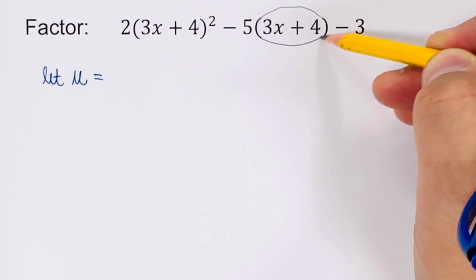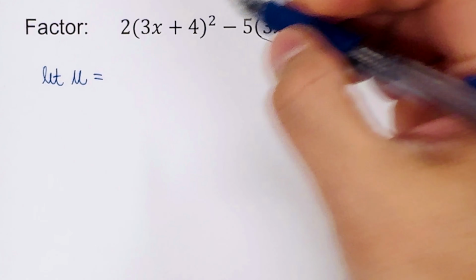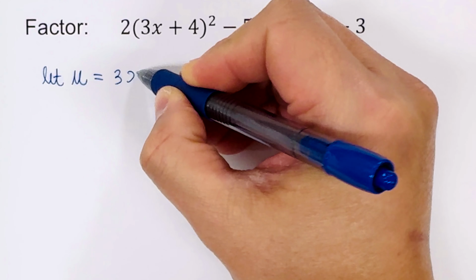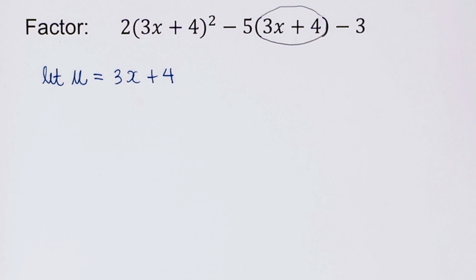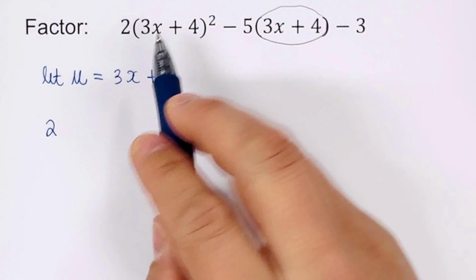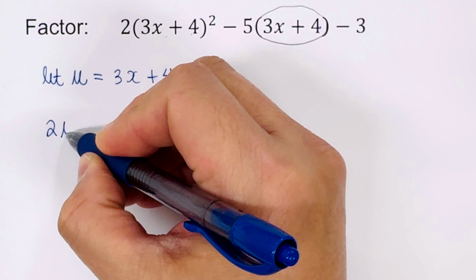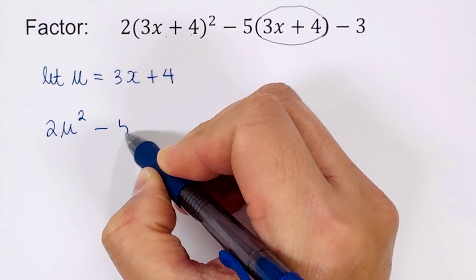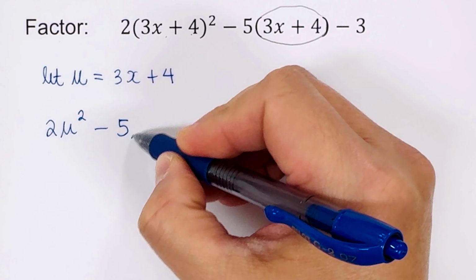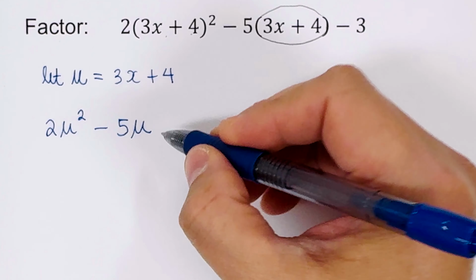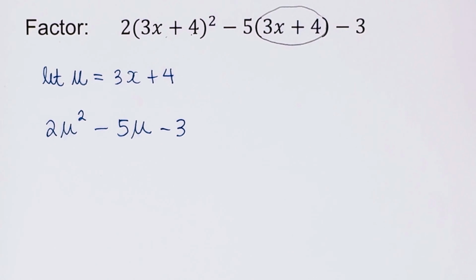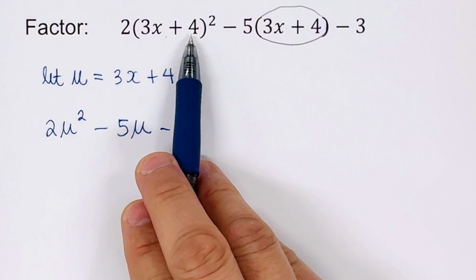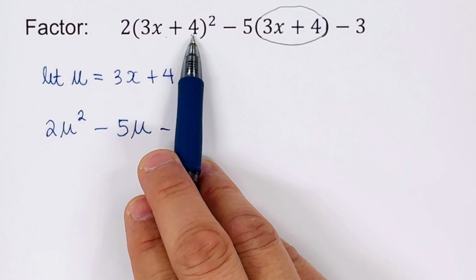This is our u. So I'm going to go ahead and write that down here. So our u is 3x plus 4. From here, we can go ahead and write this given expression right here in terms of u. So we start with 2. This 3x plus 4 is actually u, and that's squared. So that's 2u squared minus 5. This 3x plus 4 is u. So that is minus 5u minus 3. So what I did was I got rid of this 3x plus 4 by changing it into u.